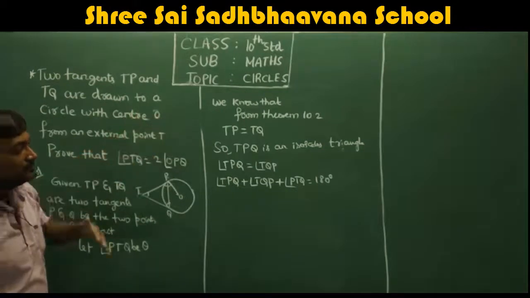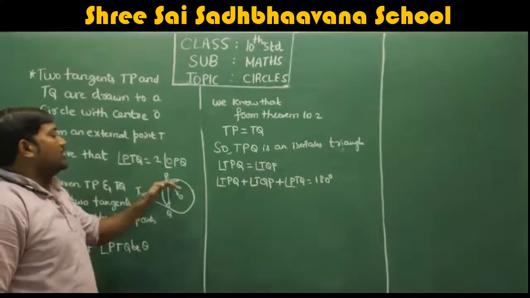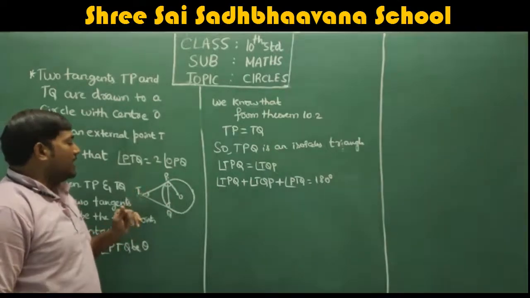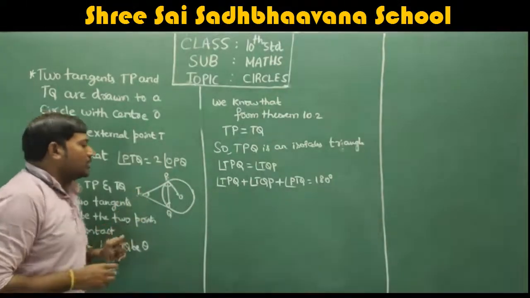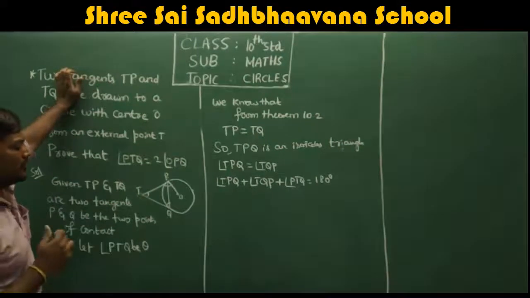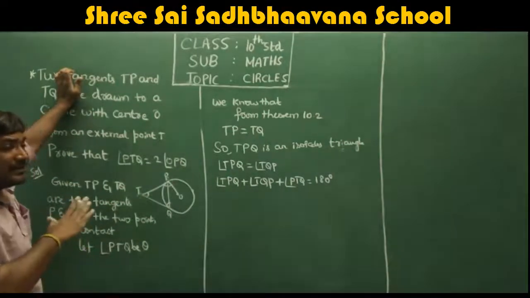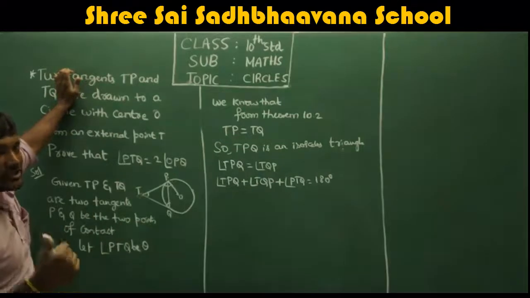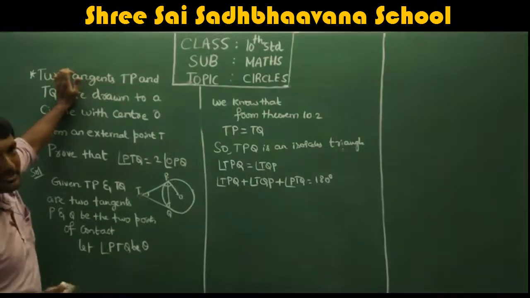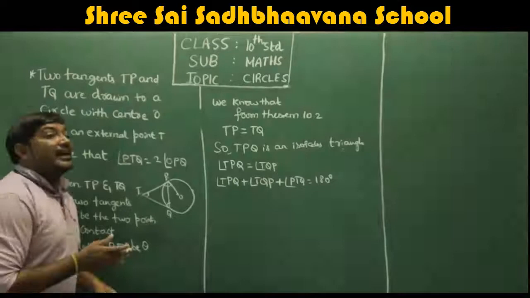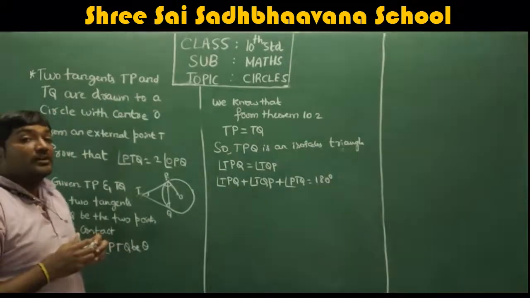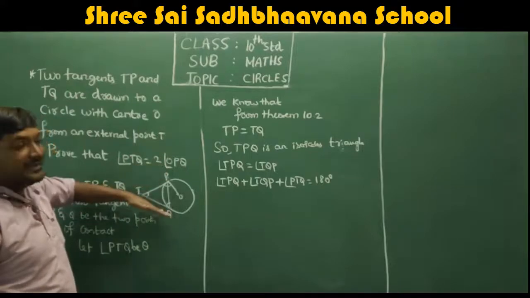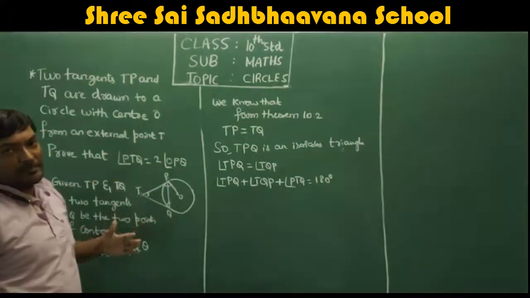As we proved, you might be having one more theorem. I don't know how much you know this. The angles opposite to the equal sides are equal. In 8th standard you might have studied this. The angles opposite to the equal sides are equal. So as we proved, TP and TQ are equal, according to theorem 10.2.